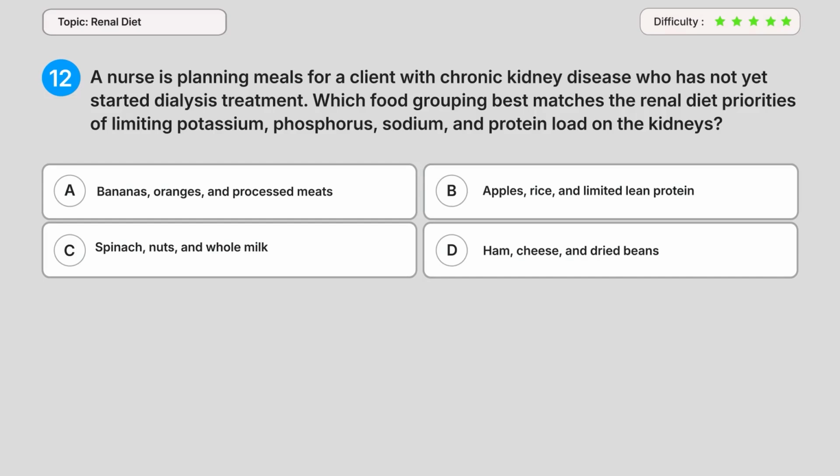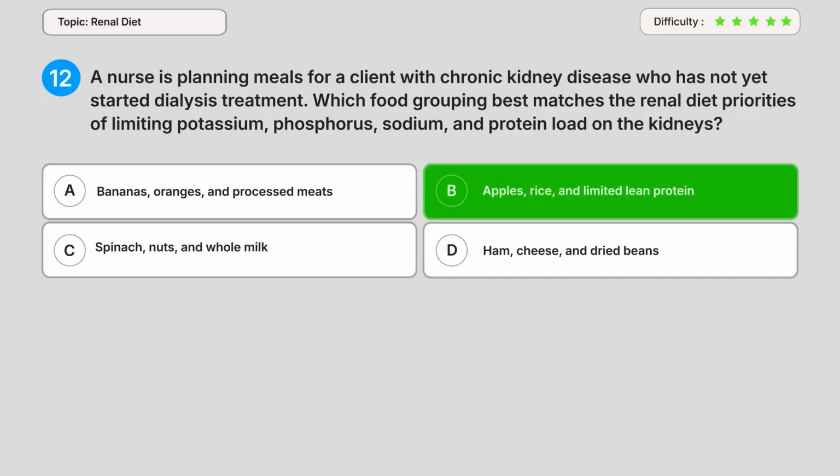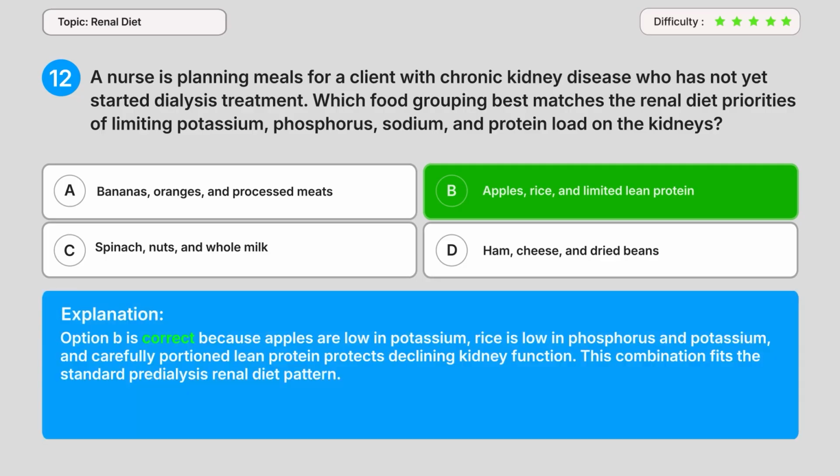Correct answer: B. Apples, rice, and limited lean protein. Explanation: Option B is correct because apples are low in potassium. Rice is low in phosphorus and potassium, and carefully portioned lean protein protects declining kidney function. This combination fits the standard pre-dialysis renal diet pattern.